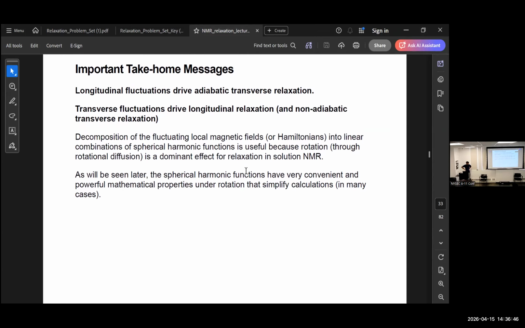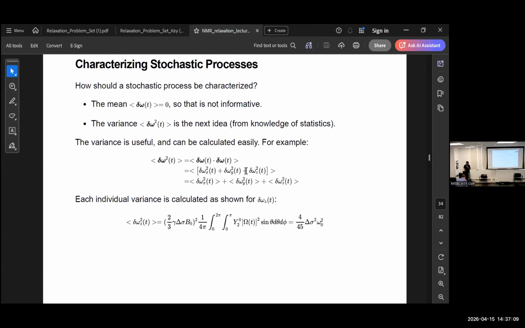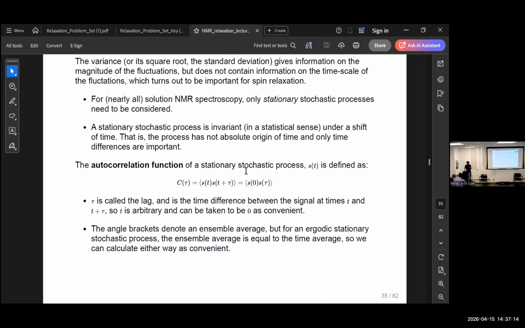This is an important slide that I also want to review. Fluctuations in the transverse field will drive both T1 and T2 relaxation. The T1 relaxation is necessarily non-adiabatic in the terminology that we will be using. Fluctuations in the longitudinal field will drive T2, specifically adiabatic T2. And for today's problem session, I'm going to mainly focus on adiabatic T2.